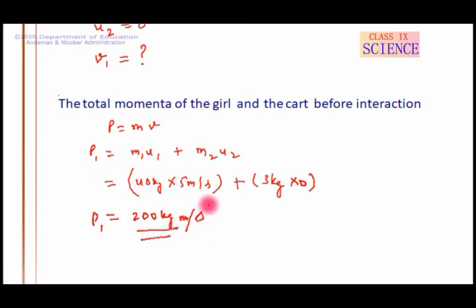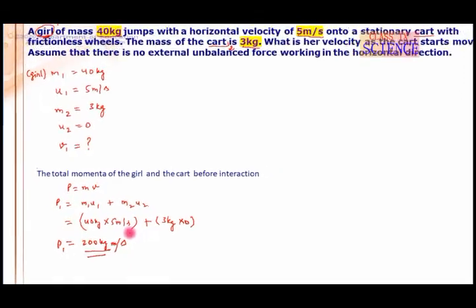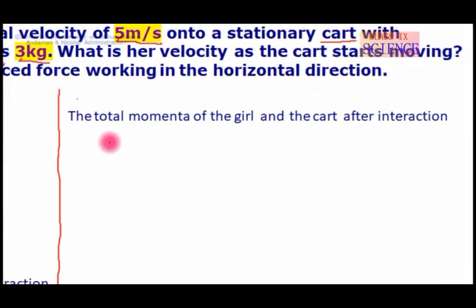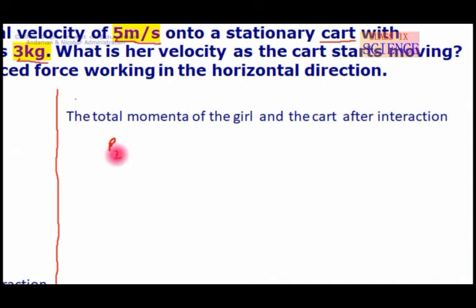Now we see the total momentum of the girl and the cart after interaction. In a similar way, what we have done earlier, we take it as P2, here 2 is the total momentum after interaction, is equal to m1 v1 plus m2 v2. Here you see v1 will be equal to v2. Why? Because when the girl jumps over the cart, then the cart will move. So the velocity acquired by the girl and the cart both will be same. So the velocity of the girl is the velocity of the cart, right. So here v1 is equal to v2 we can write.